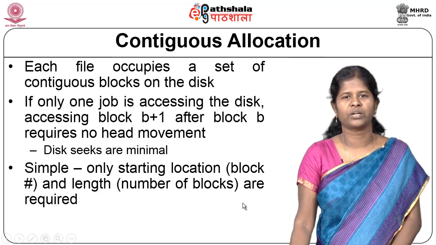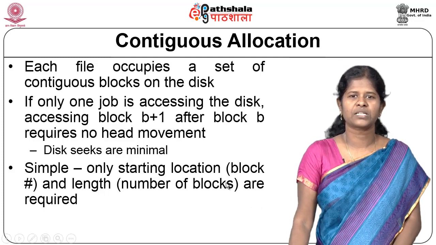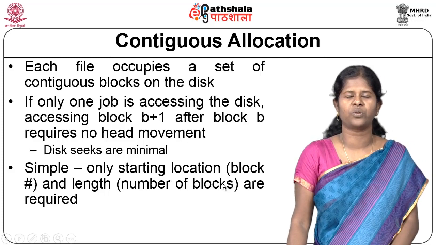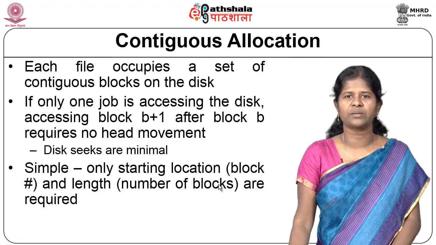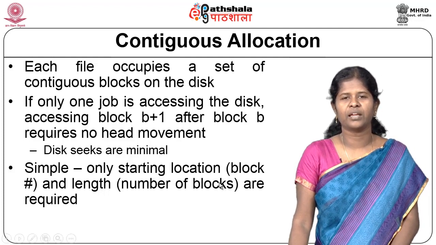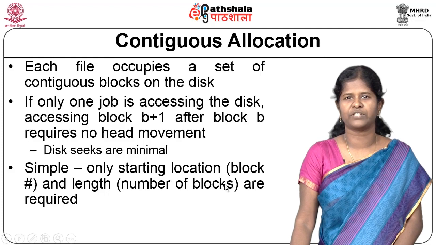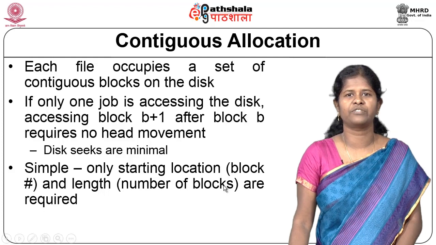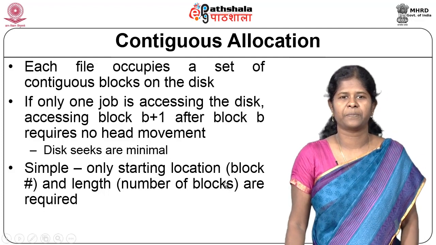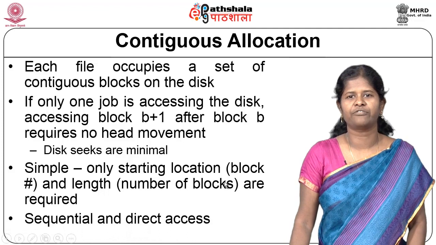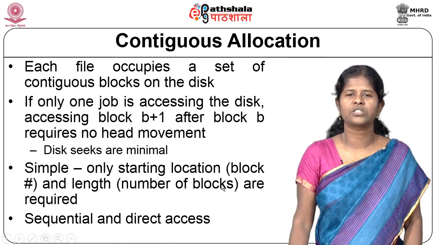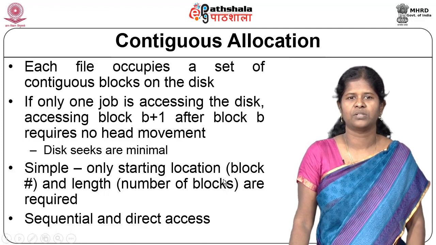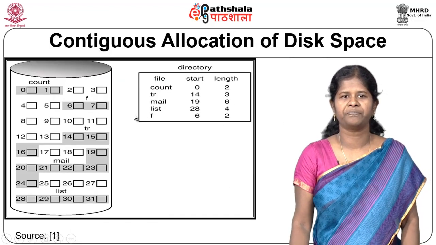And you can see that it is a very simple method. What you need to remember is only the starting disk block number, the first disk block number, and you can also remember the length of the file, which is in terms of the number of disk blocks. So, you need to know which is the starting disk block, and you also need to know the number of disk blocks that are currently allocated to the file. And in this kind of contiguous allocation, it is possible to access a file sequentially as well as in direct mode.